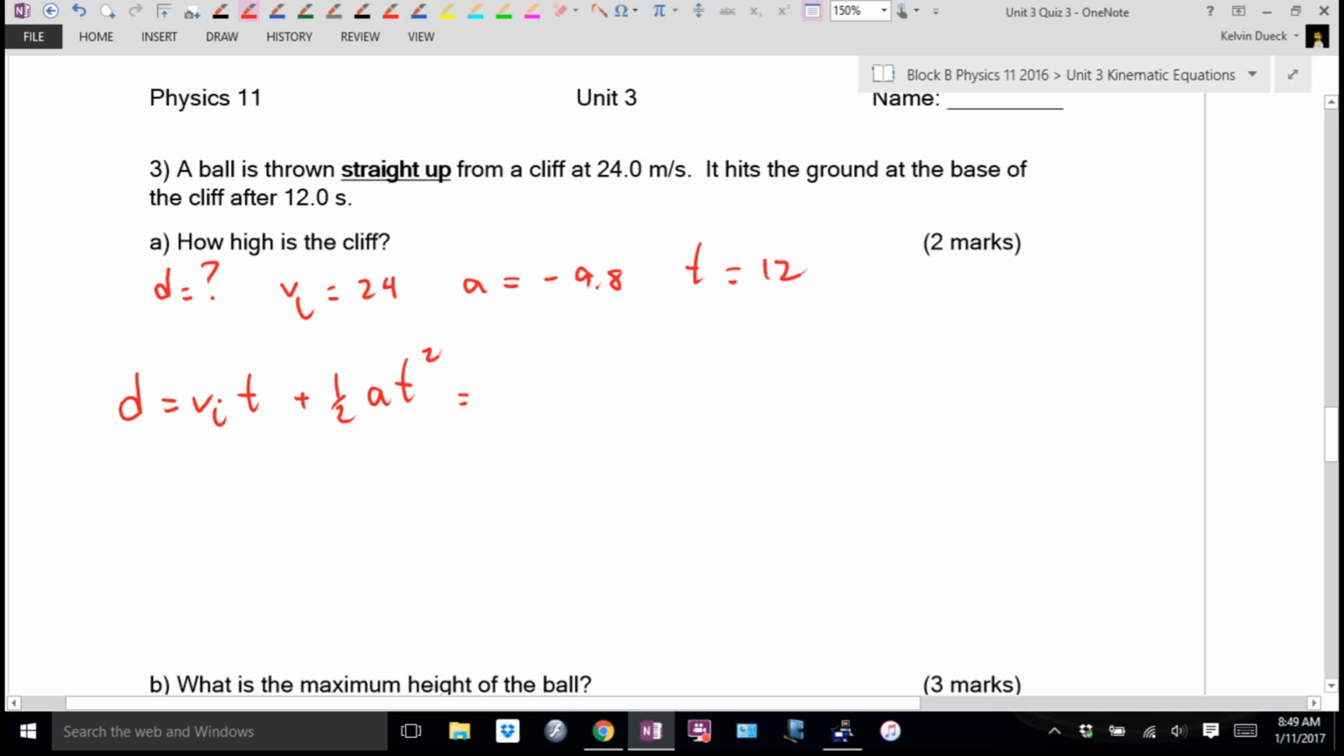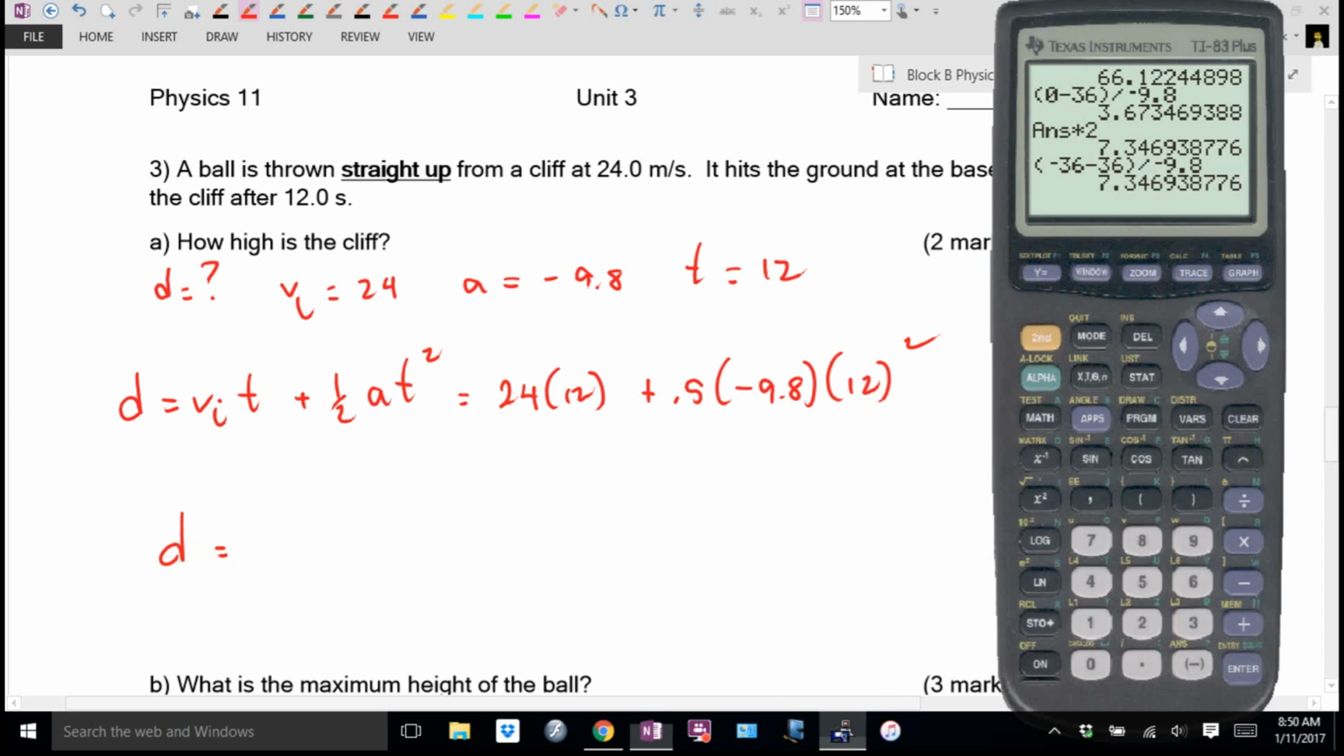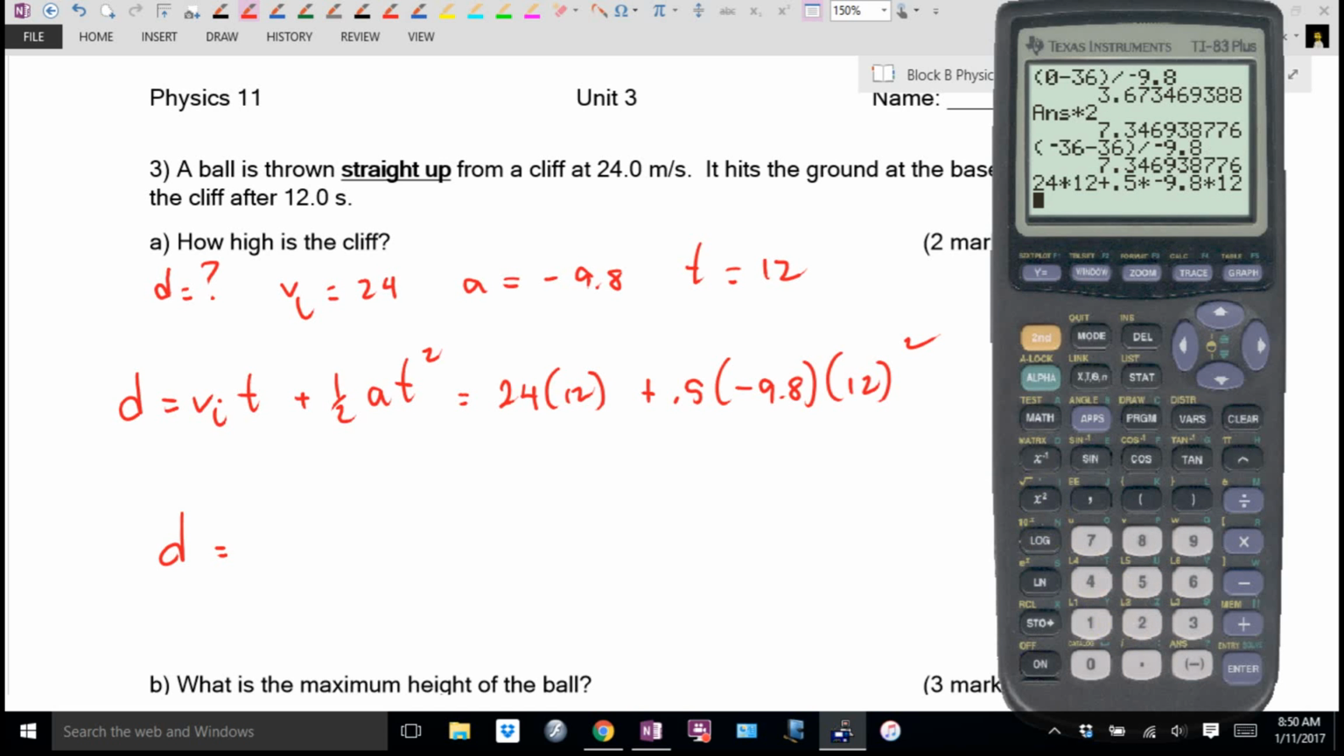And here the VI isn't going to cancel. It's going to be 24 times 12 plus 0.5 times negative 9.8 times 12 squared.